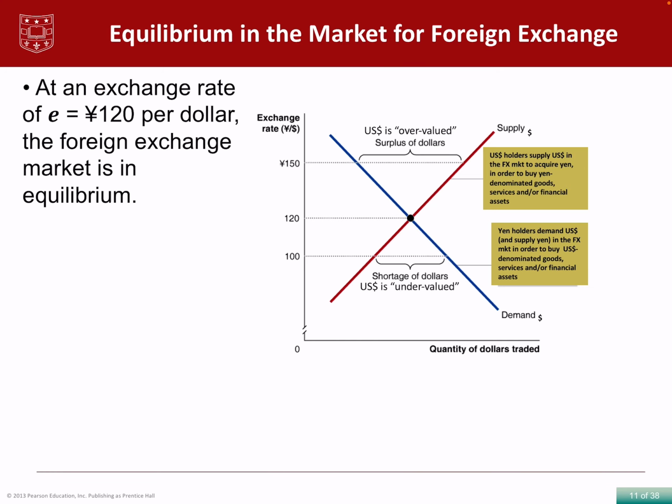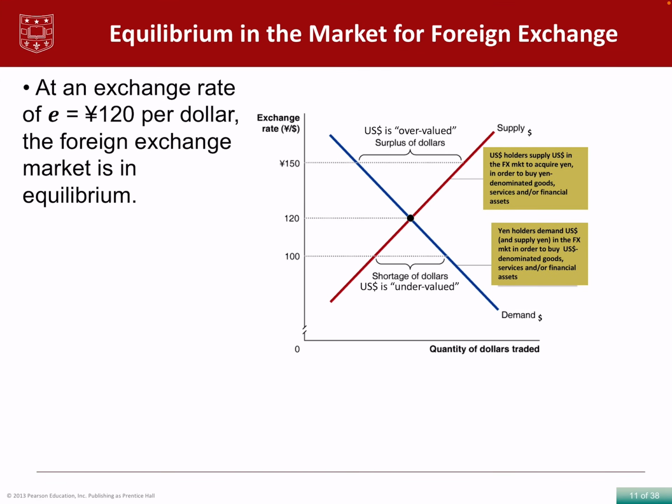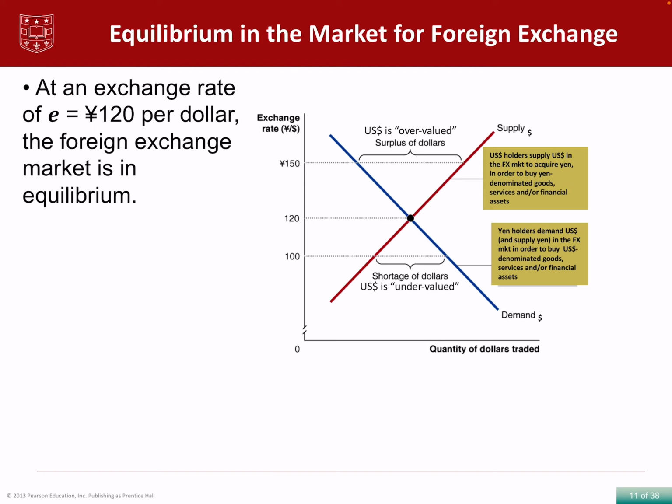So we can talk about an equilibrium exchange rate. So an equilibrium in our market for dog food, right? Let me go back to this picture. When we talked about the price of dog food, we said an equilibrium price is one in which we have an equality between quantity demanded and quantity supplied. And so we can describe the same sort of thing. We have an equilibrium in the foreign exchange market when we have a nominal exchange rate at which the quantity demanded, in this case of dollars, and the quantity supplied of dollars are the same.